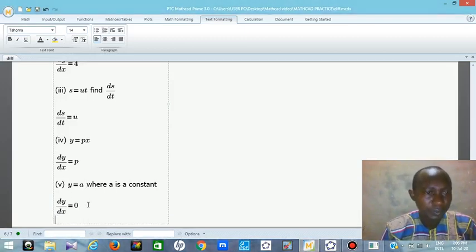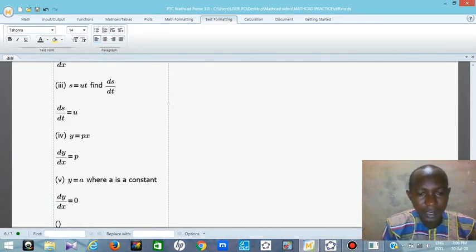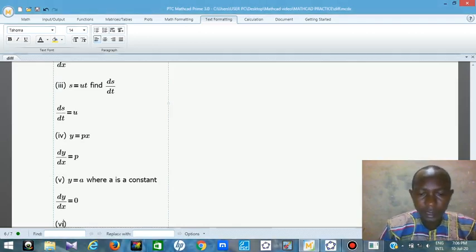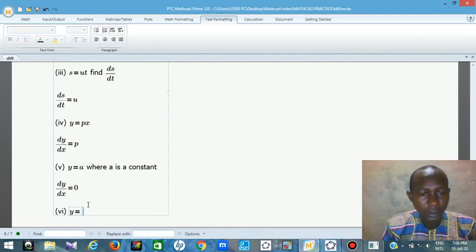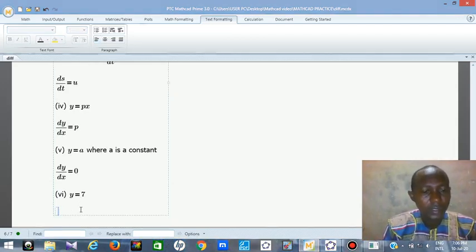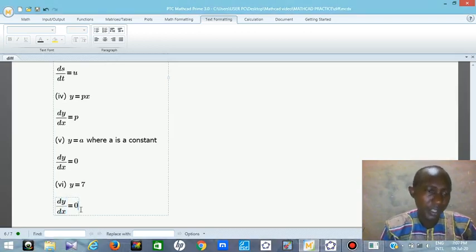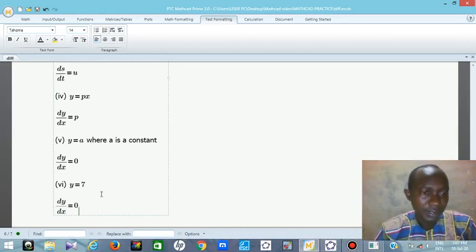If you have questions like this, okay, this is number 6. You have a differentiation that says y equals, let's say, 7. I say find dy/dx in this case. All you need to say is dy/dx will be equal to 0, because 7 is a constant. Take note of this. It's very, very important.